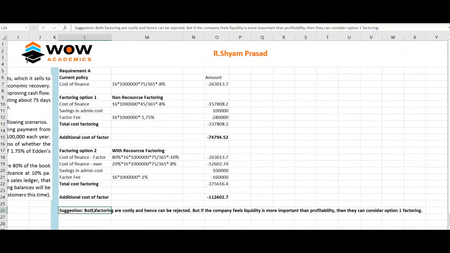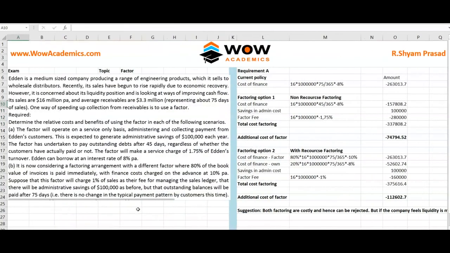Some companies feel that it's better to have more liquidity than profitability, so they can choose this option, because in this option the cost is only around 75,000 additional cost, but they get immediate liquidity. So there is a benefit and a trade-off. So a company has to consider these points before finding out whether they have to go for factoring or not. So that's about this problem. We'll move on to the next one.